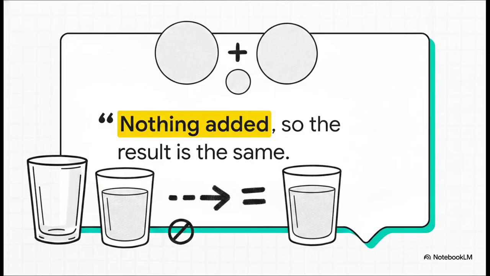Let's actually break down the logic of why this happens, because it's pretty cool. If you ever find yourself getting tripped up by that first formula, the union with an empty set, just remember this plain English translation. Nothing added, so the result is the same. I mean, since the empty set literally has 0 elements inside it, making a union, which is just combining sets together, is exactly like pouring an empty glass of water into a full glass. You literally haven't added anything new, right? So your original set stays exactly as it was.